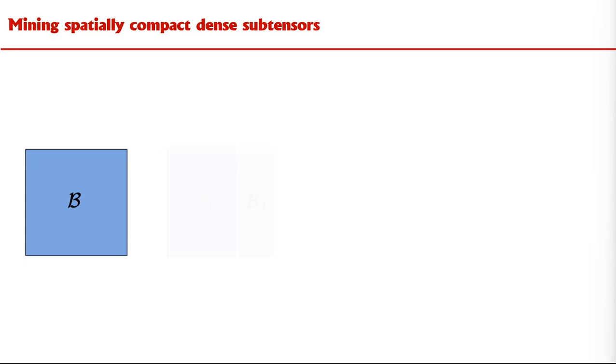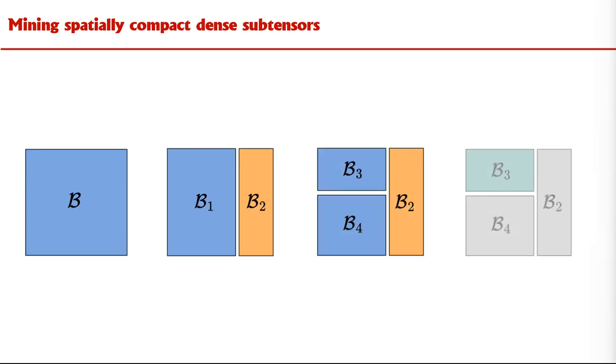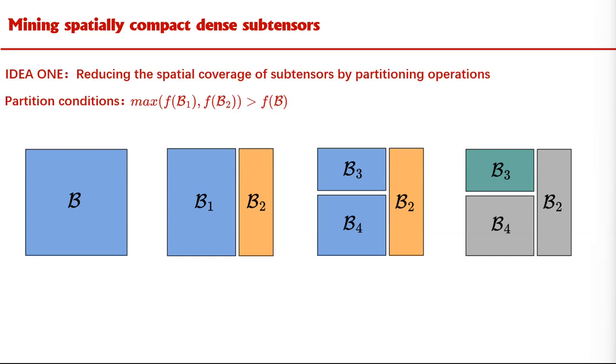The first method is to continuously reduce the spatial coverage of the tensor through partitioning operations based on the scoring function. By repeatedly partitioning the tensor, we can eventually find high-density, low spatial coverage subtensor, as shown by the green tensor in the figure.